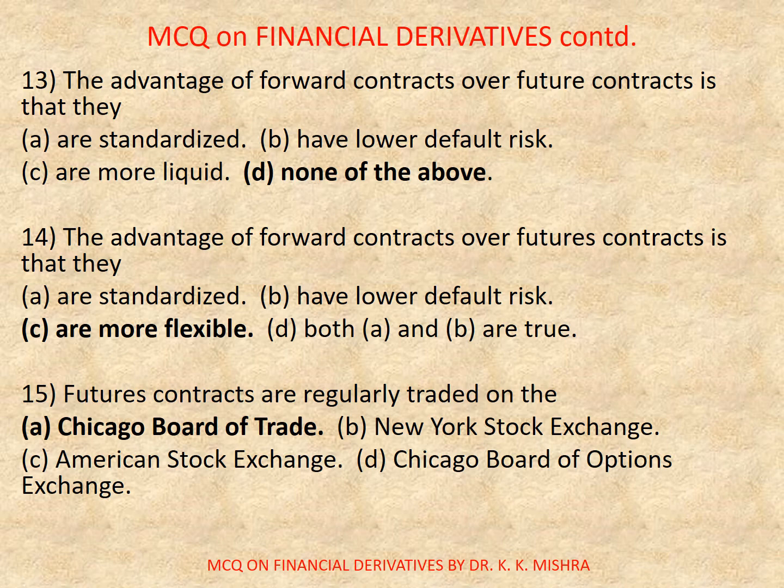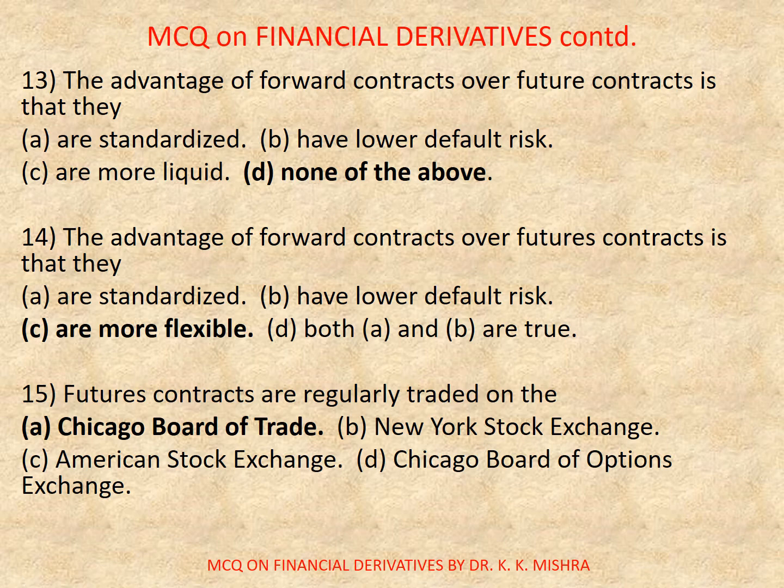The advantage of forward contracts over futures contracts is that they, options are A. Are standardized. B. Have lower default risk. C. Are more flexible. D. Both A and B are true. Correct option is C. Are more flexible.